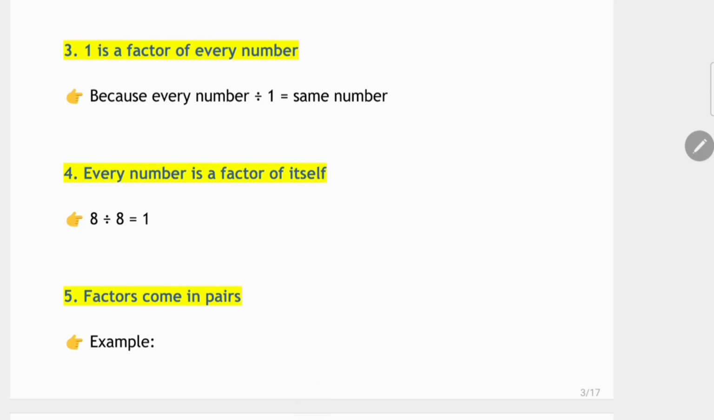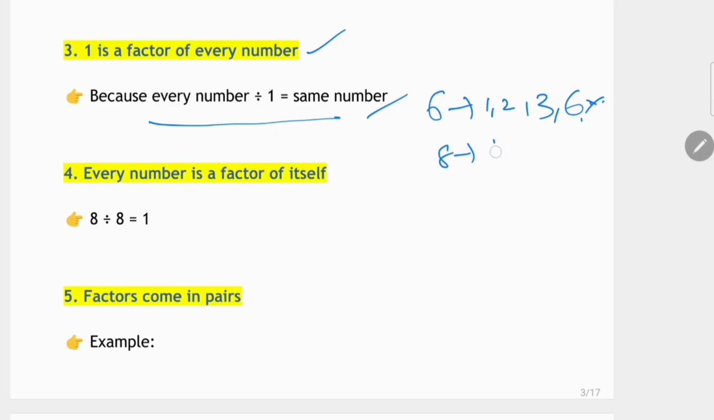And the next one, 1 is a factor of every number, because every number is divisible by 1. For example, the factors of 6: 1, 2, 3, 6. And the factors of 8: 1, 2, 4, 8. Here we observe that every number has 1 as a common factor.